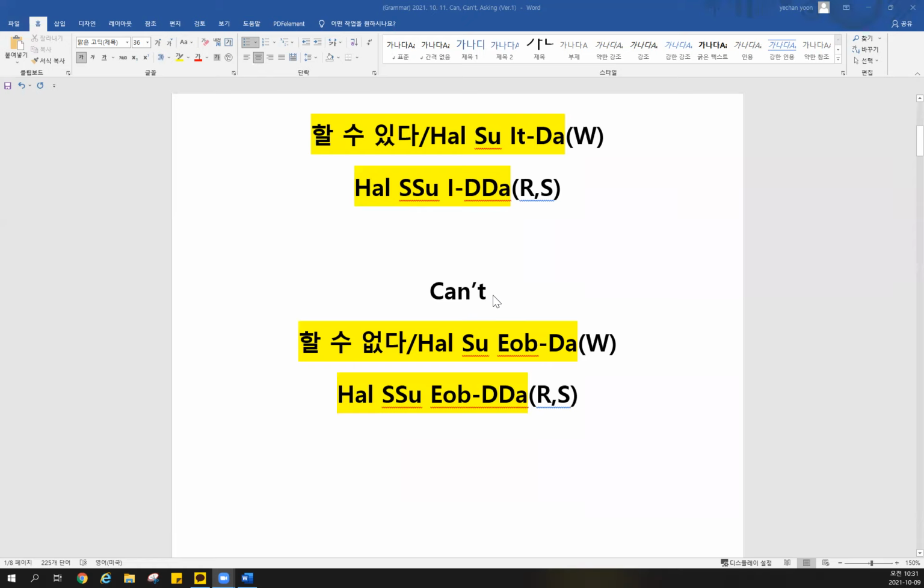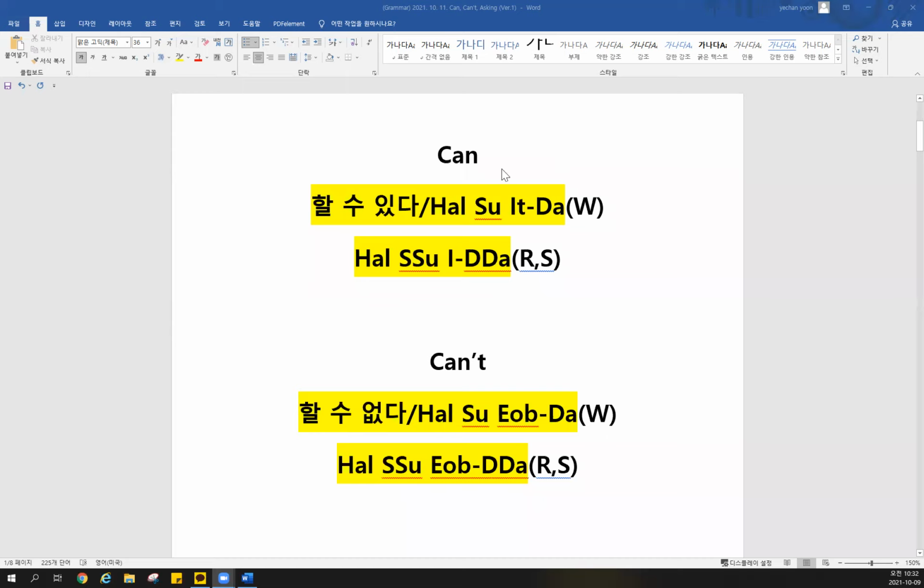How about cannot? You can say 할 수 없다. 있다 means yes, like a positive thing. Then 없다 means the negative thing. So writing is going to be 할 수 없다, but speaking is going to be 할 수 없다. Please practice in your place. This is the basic thing, okay?